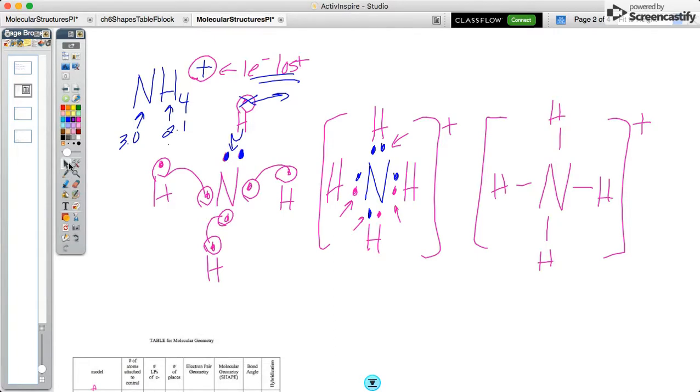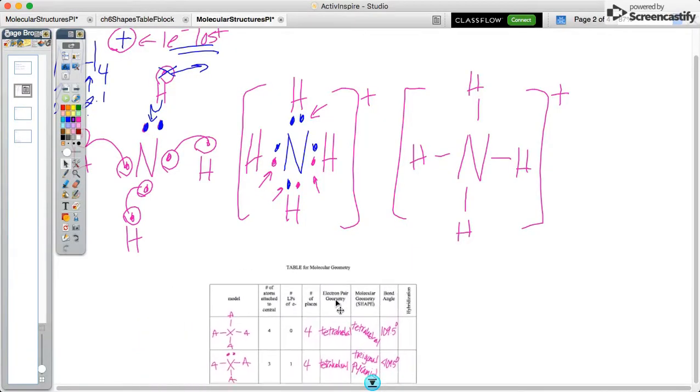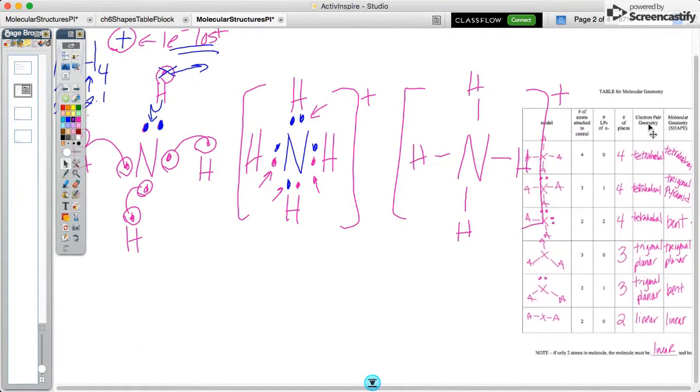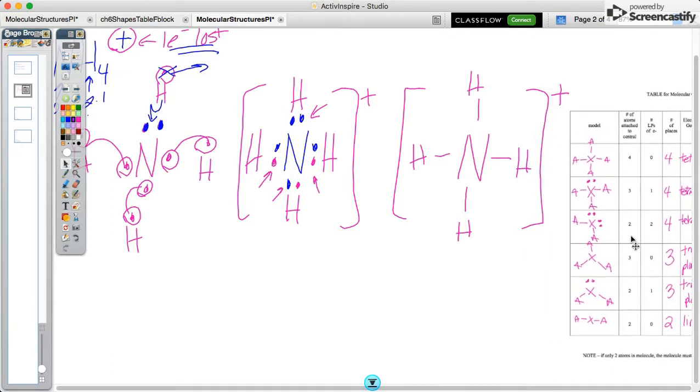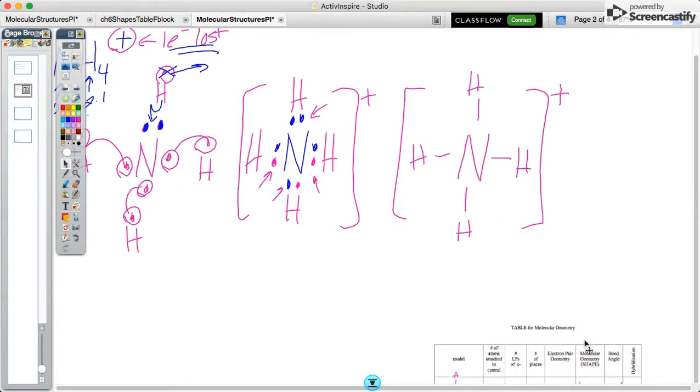If I want to add into this a little bit, I also should consider my structure, and I can see that I have 4 single bonds there. I would indicate this as tetrahedral for its electron pair geometry and tetrahedral for its molecular shape, and I would have bond angles of 109.5.